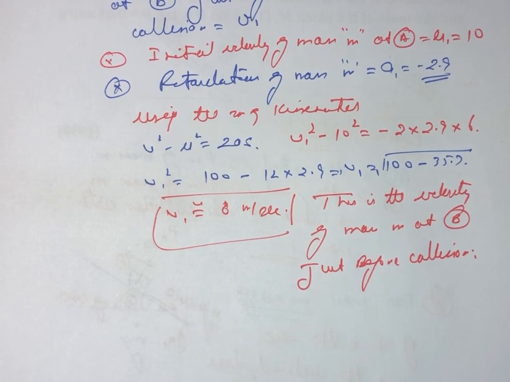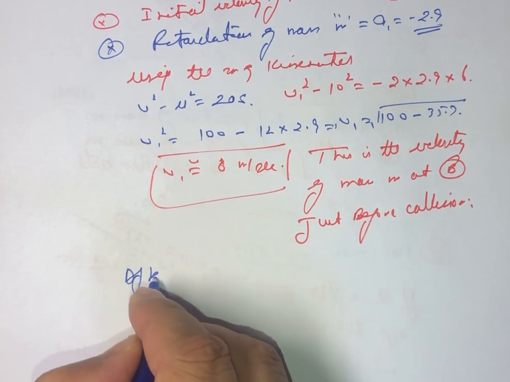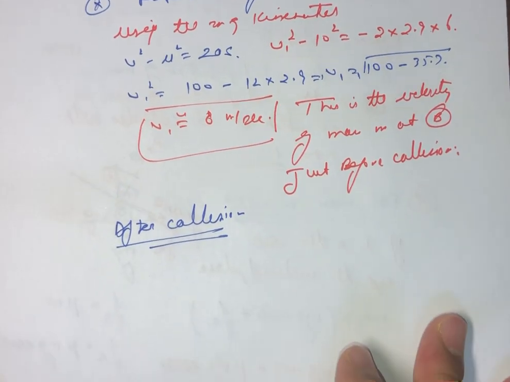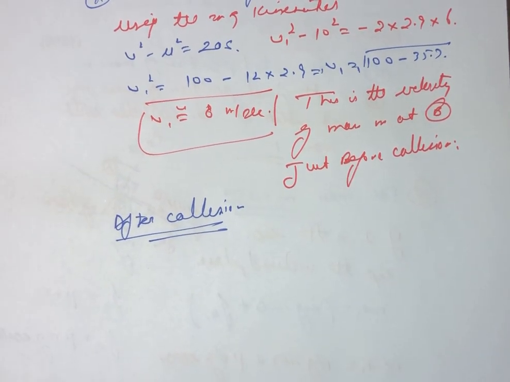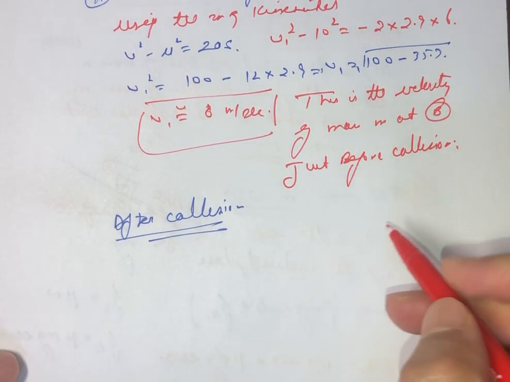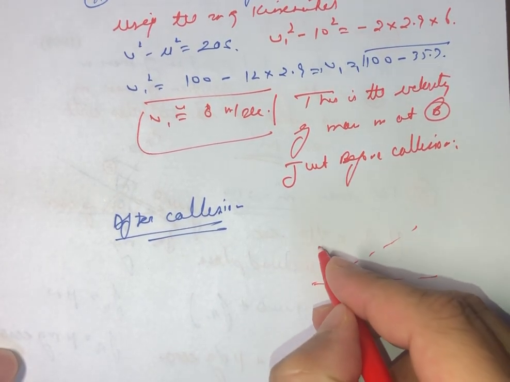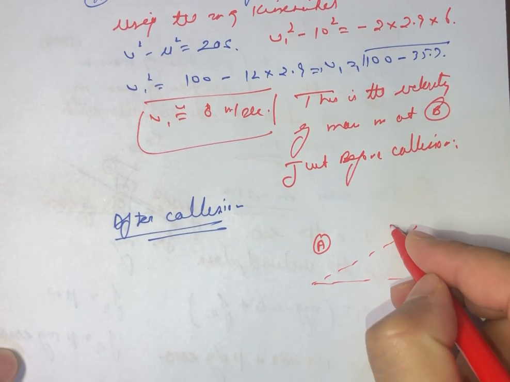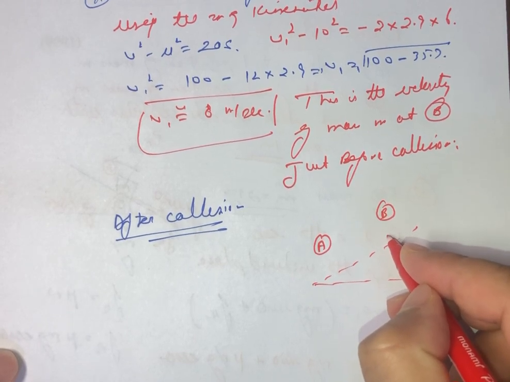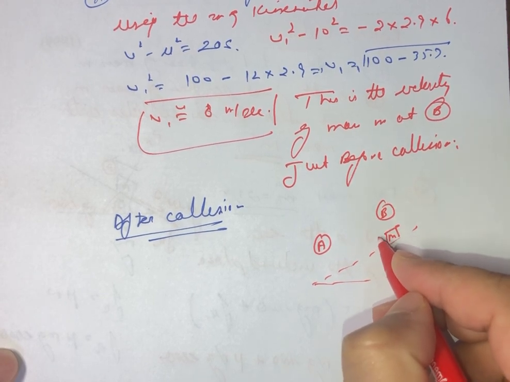Now let's consider the case after collision. This is the initial position, and here it is going to collide with capital M. So this is our final position of mass m. After collision, it is going to move in the downward direction.